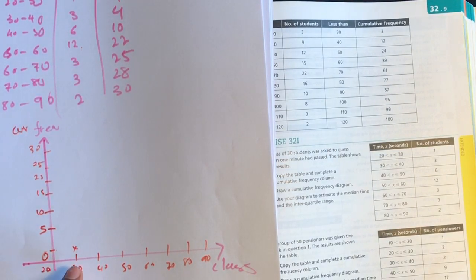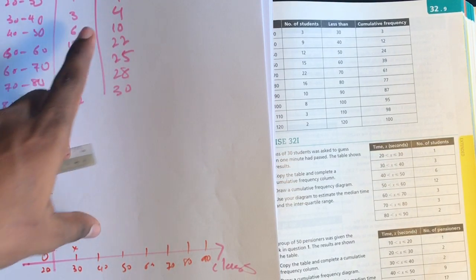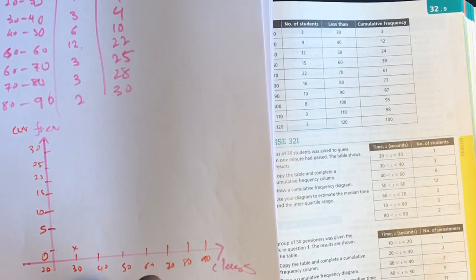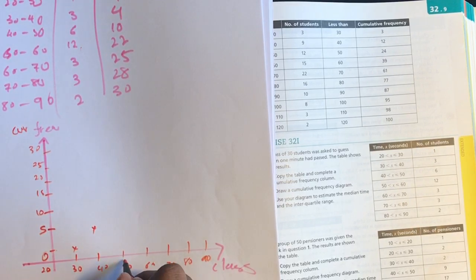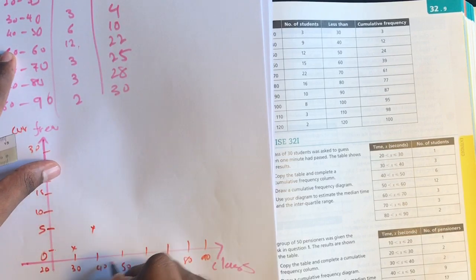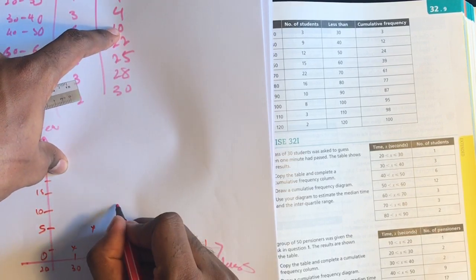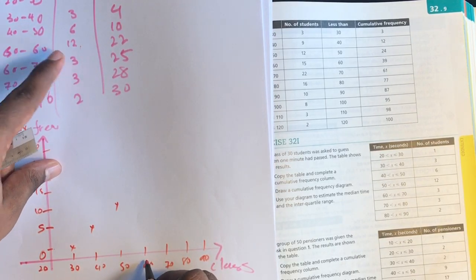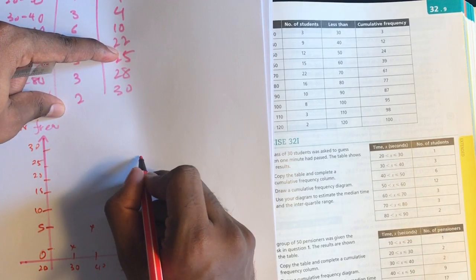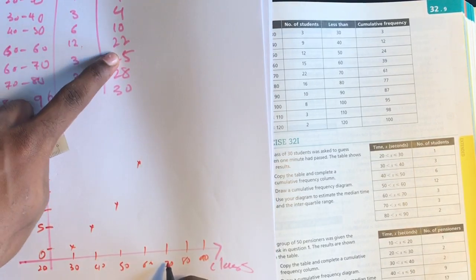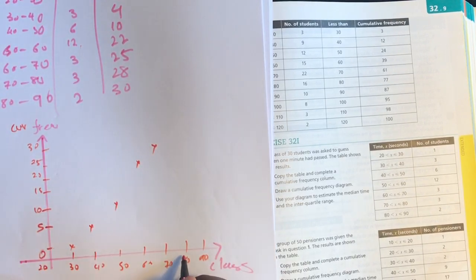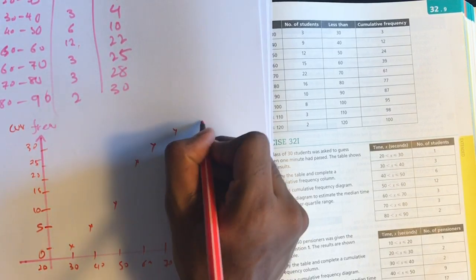Now from 30 to 40, my point is I reach up to 40. That means when I reach 40, it's already 4. So 4 should be here. And then 40 to 50, I'm at 10 already. And then 50 to 60, I'm at 22 already. So 22, I can say somewhere here. And then 60 to 70, I'm at 25. And then 70 to 80, I'm at 28, and then 30.